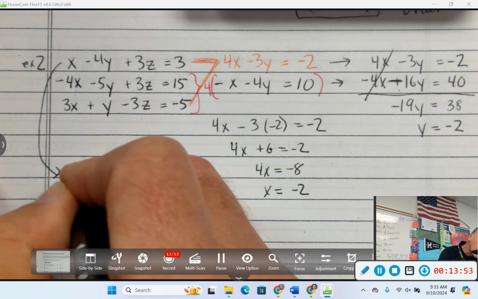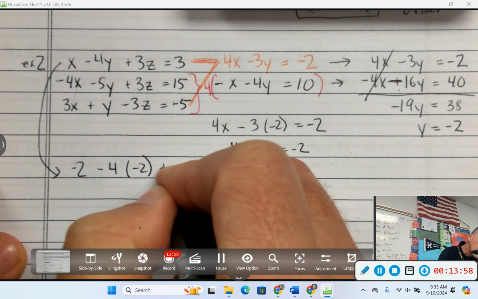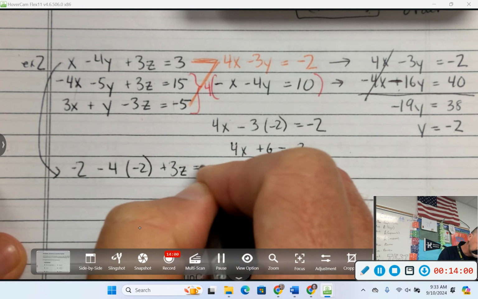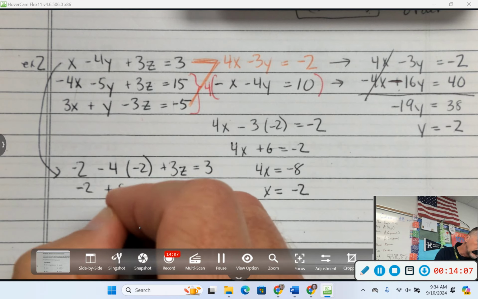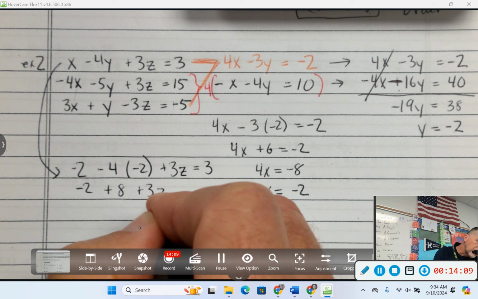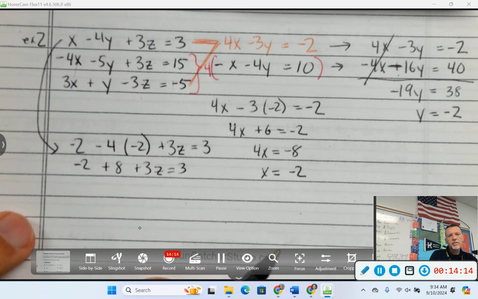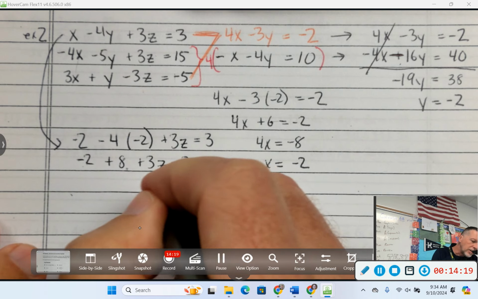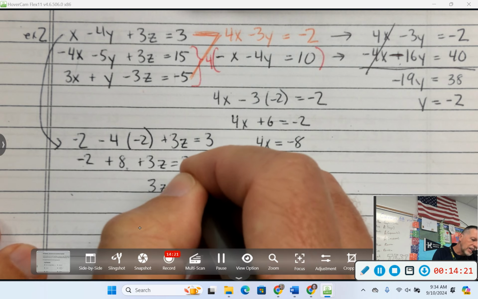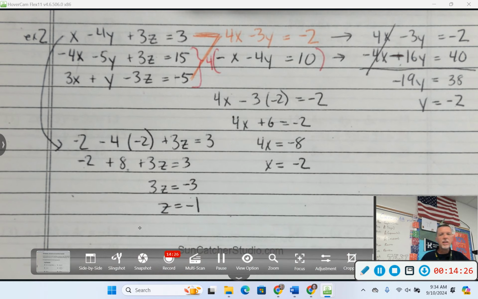I'll use the first one, negative 2 minus 4 times negative 2 plus 3z equals 3. Negative 2 plus 8 plus 3z equals 3. Let's see how to do multiple steps at once here. Negative 2 plus 8 is 6. If I move that over, 3 minus 6 is negative 3, and z is negative 1.